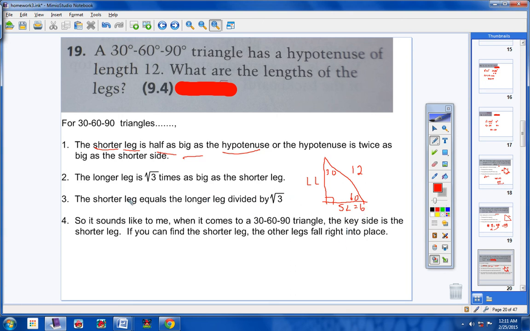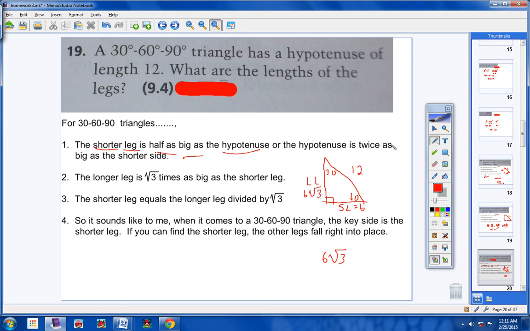Well, it's right here. Look, guys. The longer leg is square root of 3 times the shorter leg. So, my shorter leg is 6. I take that and multiply it by the square root of 3 because it says right here the longer leg is square root of 3 times the shorter leg. So I'm going to take my shorter leg, which is 6, and multiply it by square root of 3, and that would be the correct answer for your longer leg. 6 square root of 3.